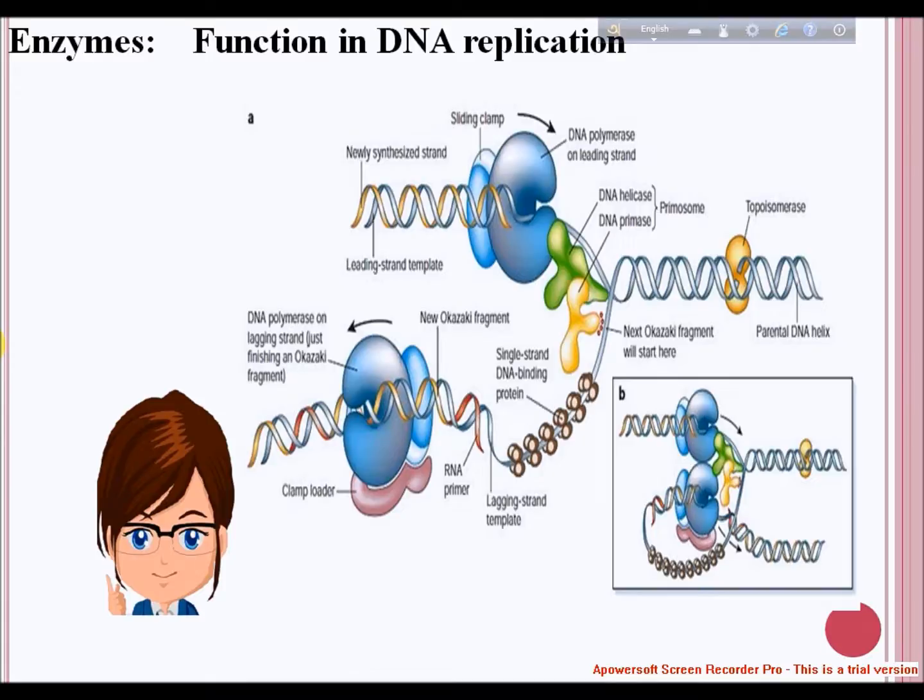The topoisomerase relaxes the DNA from its supercoiled nature. DNA gyrase relieves the strain of unwinding by DNA helicase. This is a specific type of topoisomerase. DNA ligase reanneals the semi-conservative strands and joins Okazaki fragments of the lagging strand.